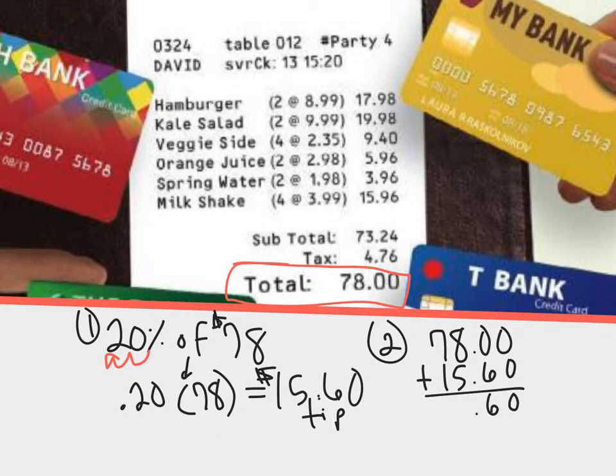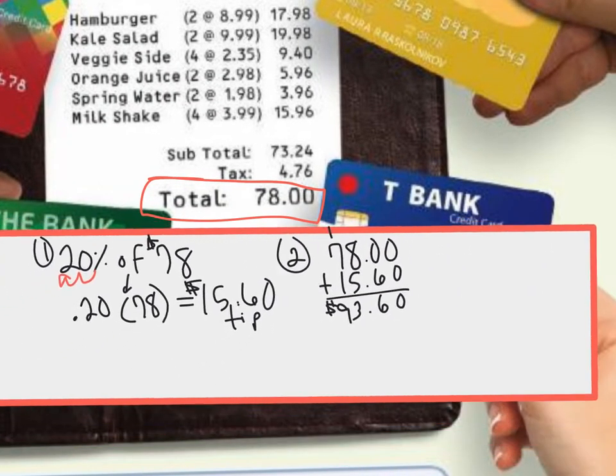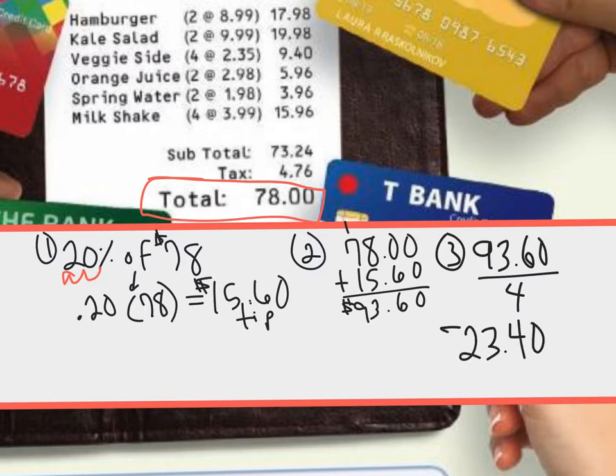And then what happens is the tip gets added on to the bill. So if we add that on to $78, that would be $93.60. And then they're going to split that equally, which means we're going to divide. So you could take $93.60 divided by 4. When you divide that out, it's 23.4. So $23.40 each if we split this evenly.